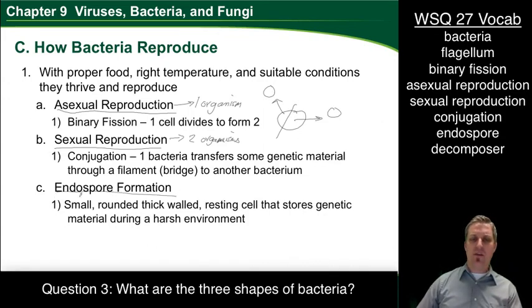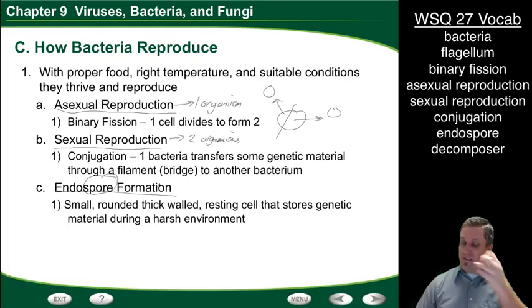And the third way is that some of them do what's called endospore formation. This second word, spore, we're going to get into when we talk about plants. If you think of ferns, ferns reproduce by spores. What that means is they have these little hard things that aren't quite seeds, but they're spores, which are really small, thick-walled cells that store the genetic information in a harsh environment.